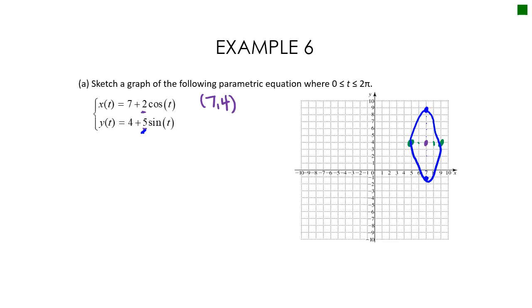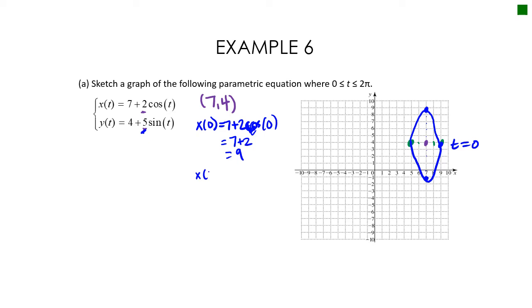Now, one of the things we do want to do is make sure we're showing the direction that it's going if this is a parametric equation. So I always recommend you figure out that starting point. So it's going to start at 7 plus 2 times the cosine of 0, which gives us 7 plus 2, which is 9. So this is where it ends up. So the x is 9, which is right here. So this is t equals 0.